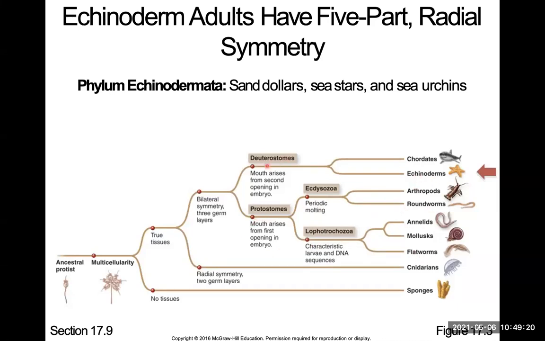So today, this is where we are. We are going to talk about deuterostomes. For deuterostomes, the mouth arises from the second opening, and the first opening becomes the anus. Under deuterostomes, we have two groups: echinoderms and chordates. We humans fall under chordates. Phylum Echinodermata includes sand dollars, sea stars, and sea urchins.